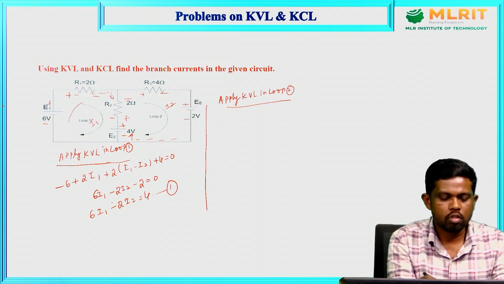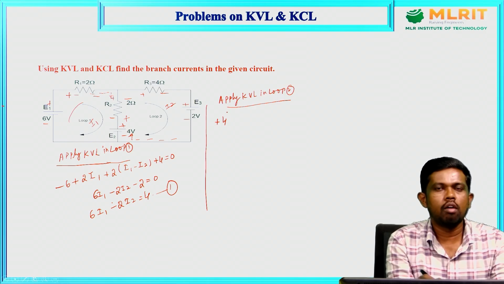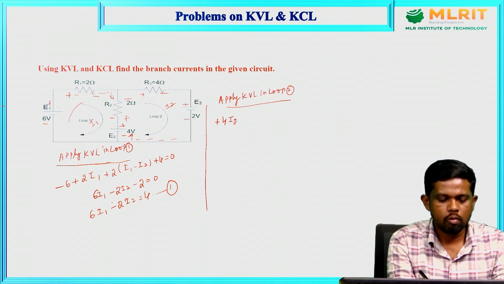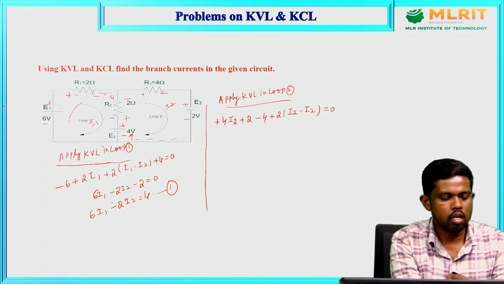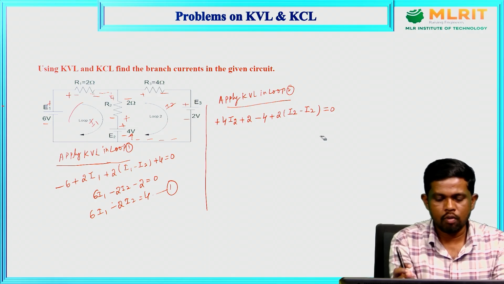The corresponding 4 ohm resistance voltage is plus 4 times of I2. I would like to always represent the voltage of each element with the current entering sign, so I'm going to take plus 4 times of I2. Then this voltage is plus 2, then minus 4, then plus 2 times of I2 minus I1. Previously, in loop number 1, the voltage across the 2 ohm resistor was 2 of I1 minus I2. Here, in loop number 2, we are approaching from the other side, that's why we got I2 minus I1. So this is 2 times of I2 minus I1.